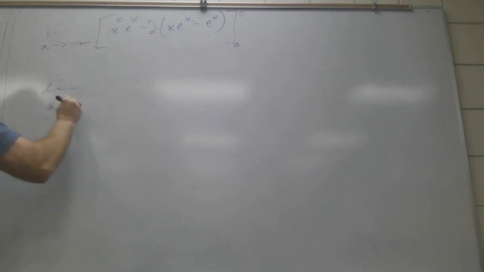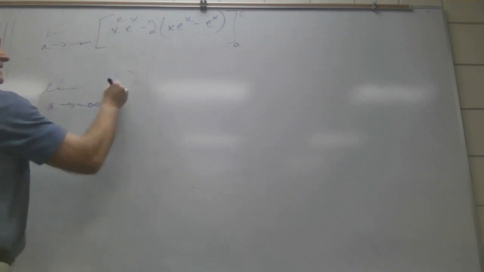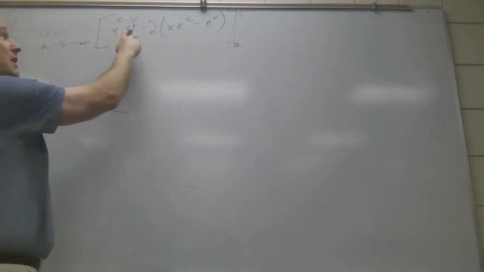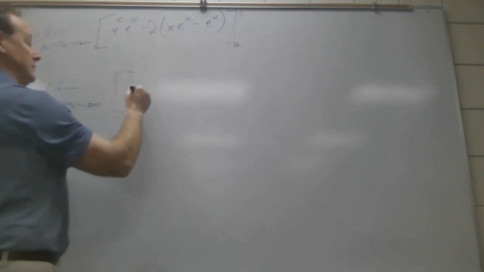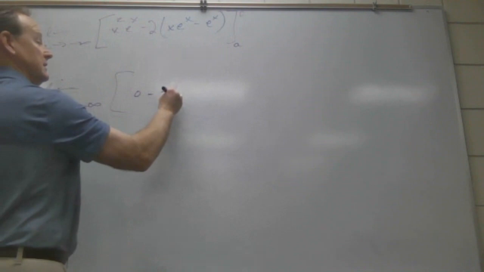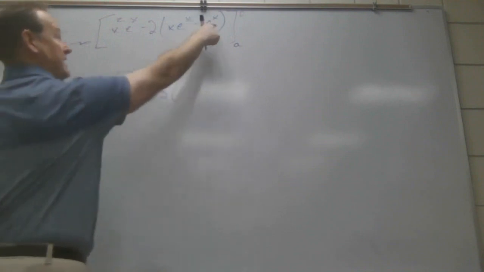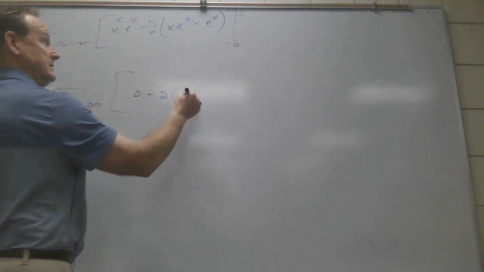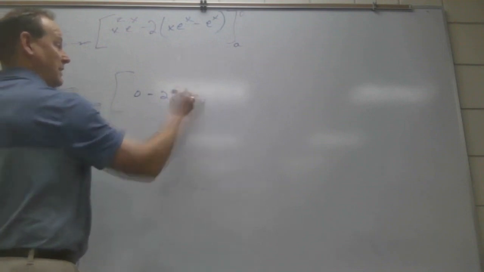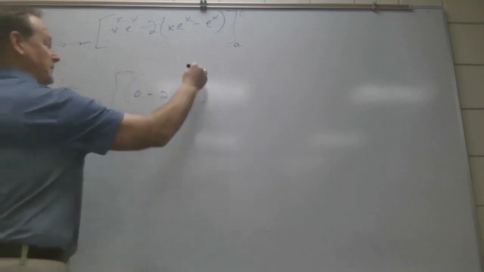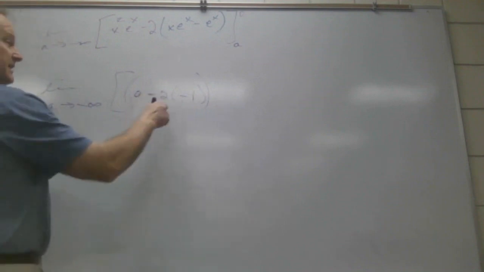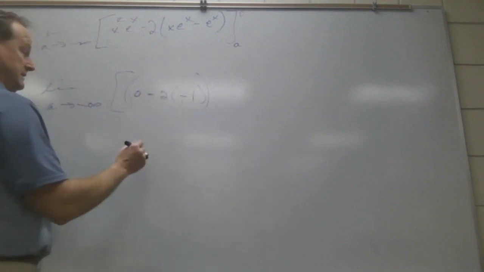So it's the limit as a goes to negative infinity. Plugging in 0, what do I get here? 0 minus 2 times, in parentheses, 0 minus, what's e to the 0? 1. So it'd be minus 1. So it's minus 2 times minus 1. That's the first part, right? So I actually get something there. I get 2, don't I?